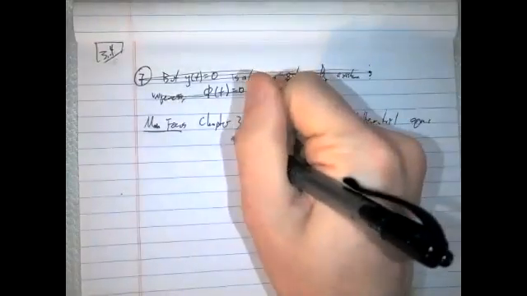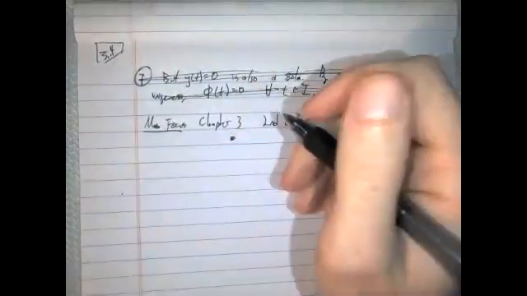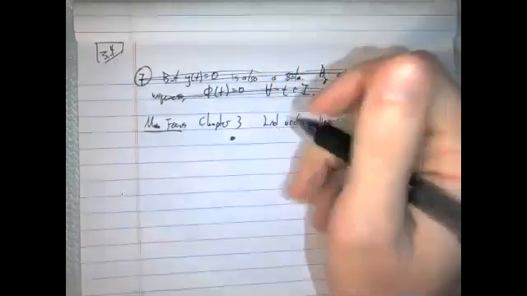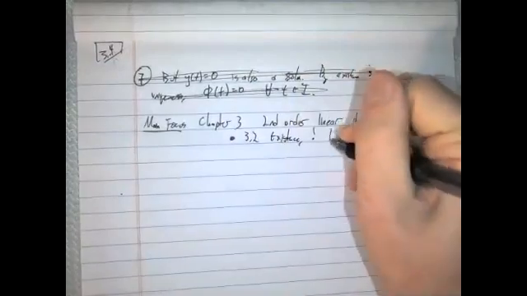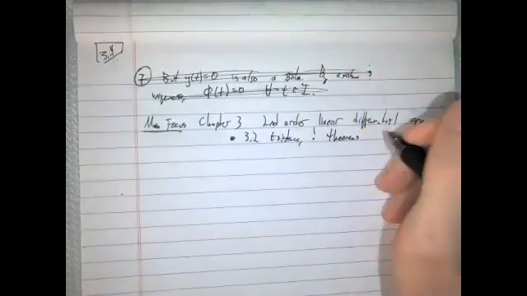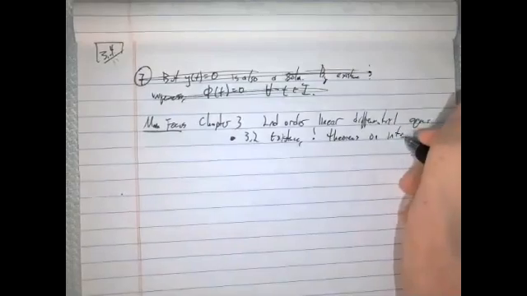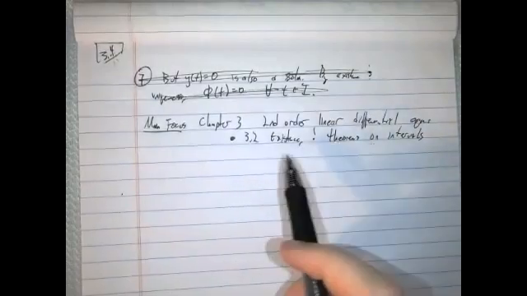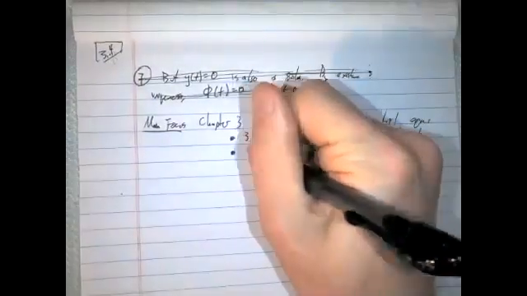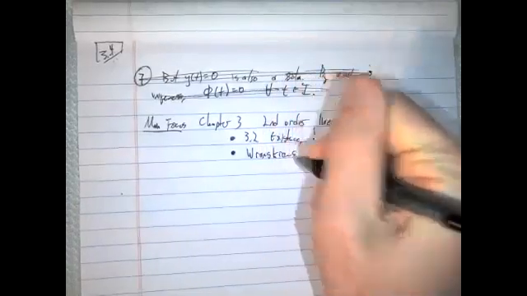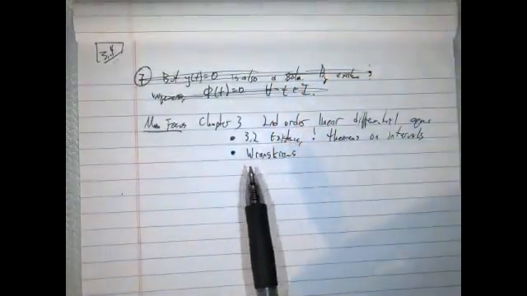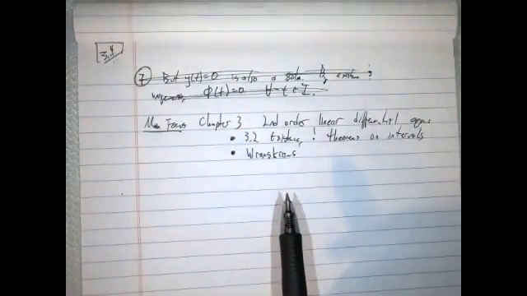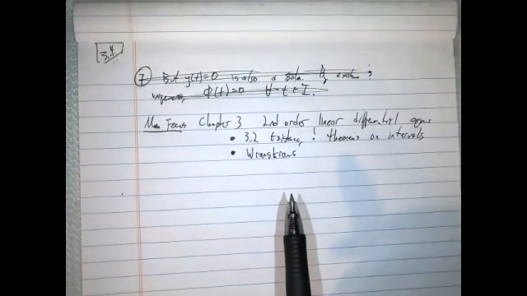So this is going to first include the first chunk, which is 3.2, existence and uniqueness theorems on intervals, and details about how these existence and uniqueness theorems play out. Also Wronskians. Of course, Wronskians are very important in determining when you have a fundamental system of solutions. So definitely expect these to be on the exam.